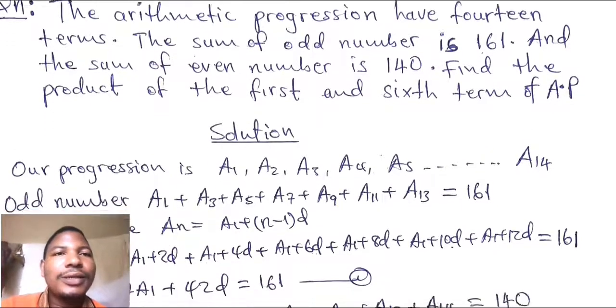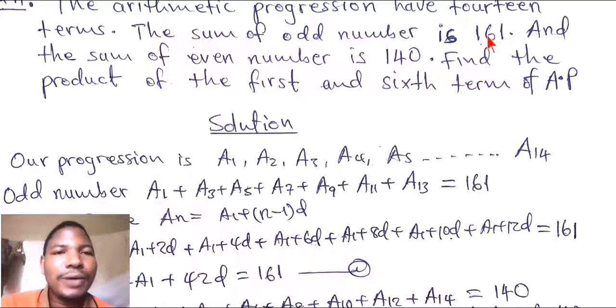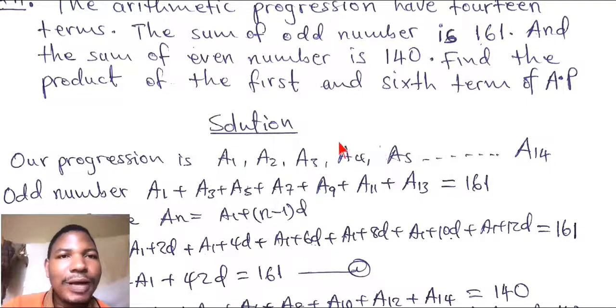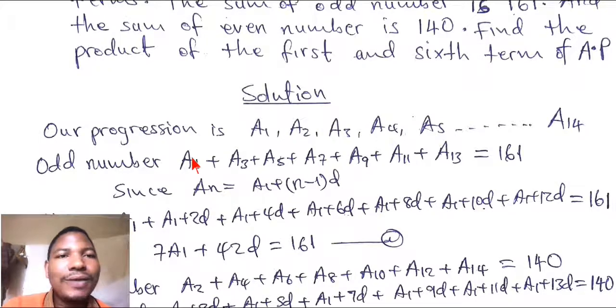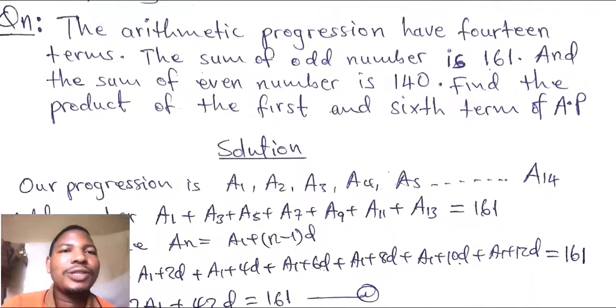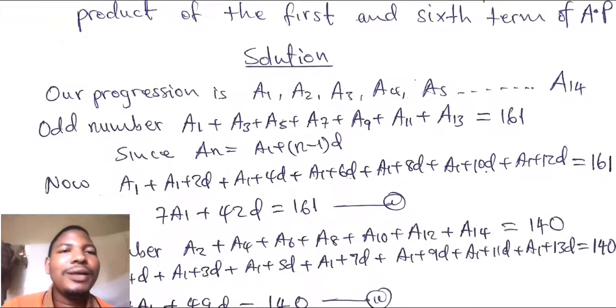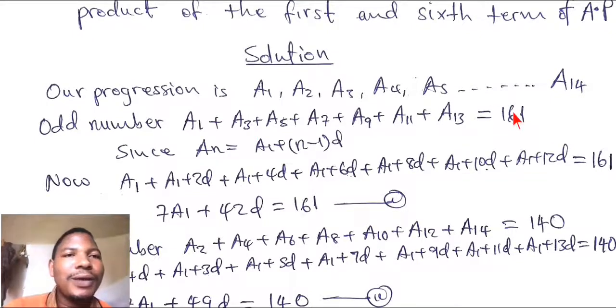But on top of that, he said that the sum of the odd terms equals 161. So from this series, from the first term up to the 14th term, the sum of the odd terms is equal to 161. Which ones are the odd terms? It is the first, the third term, the fifth term, and so on. So your odd terms will be the first term, third term, fifth term, seventh term, ninth term, 11th term, and 13th term. The sum of these odd terms is equal to 161, according to the instruction here. That means when you sum them up, it's supposed to be 161.